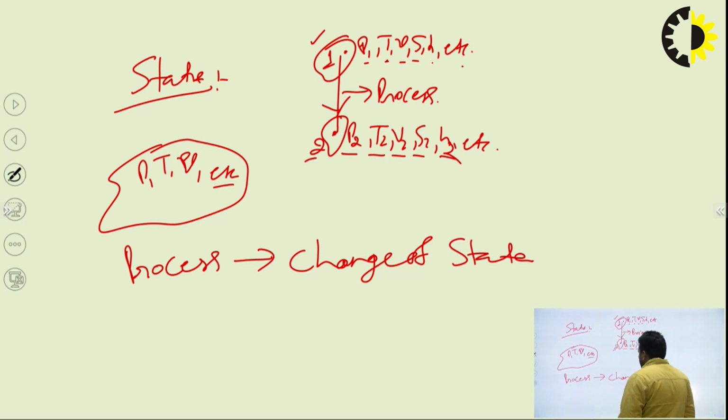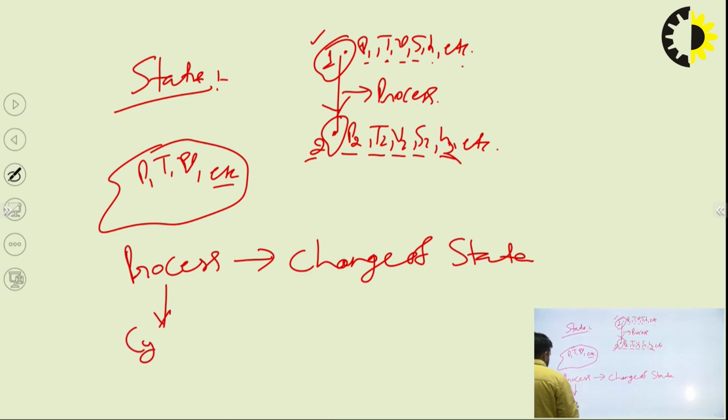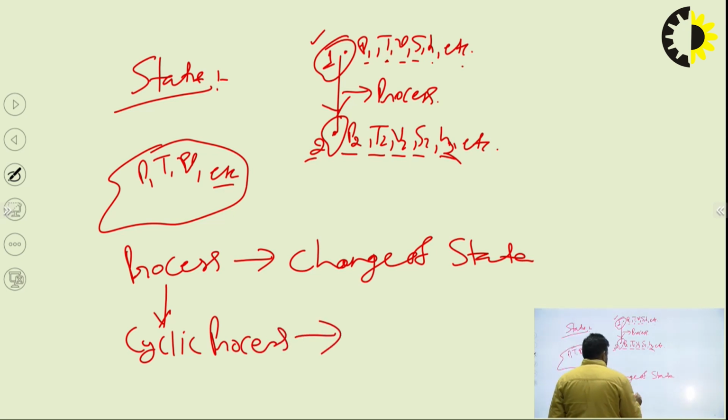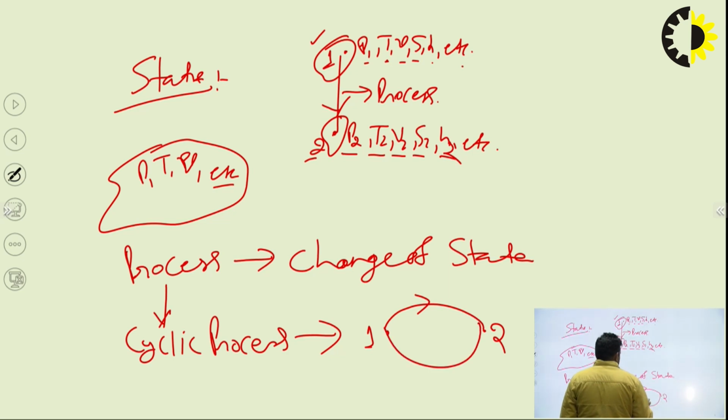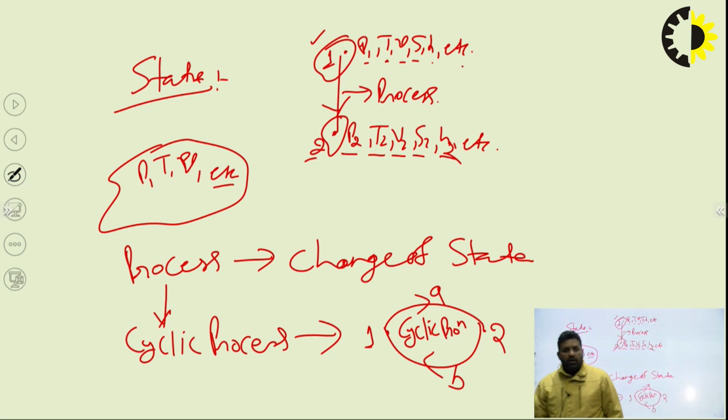So a process may be cyclic also. Cyclic process means suppose there is any state 1 and this is any state 2. The forward path is this and the backward path is this. Suppose this is path A and this is path B. This is called a cyclic process. It means the returning path must be different from the forwarding path. If A is the forwarding path, then B is the returning path, and B must be different from A. So this is called a cyclic process.